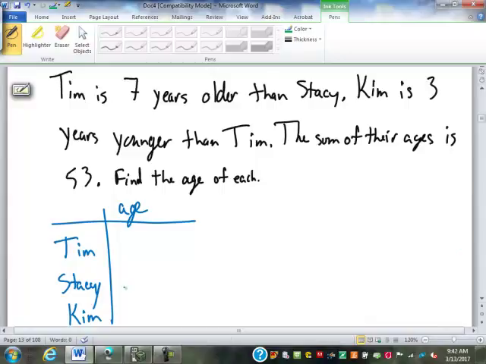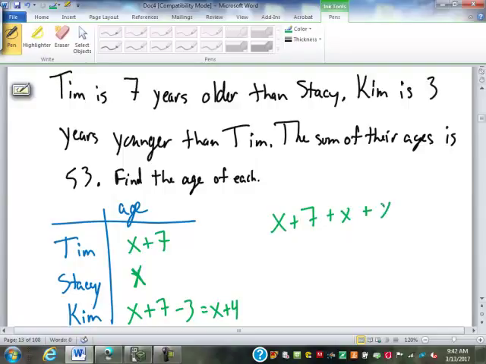Let's see how you're doing. So which one did you let be X? Stacy, okay. So Stacy is X. Tim is X plus 7 or 7 plus X. Kim, okay, so X plus 7 will be Tim minus 3, so that is X plus 4. Because Kim is 3 years younger than Tim, so it's Tim's age minus 3. So then we've got X plus 7 plus X plus 4 equals 53.